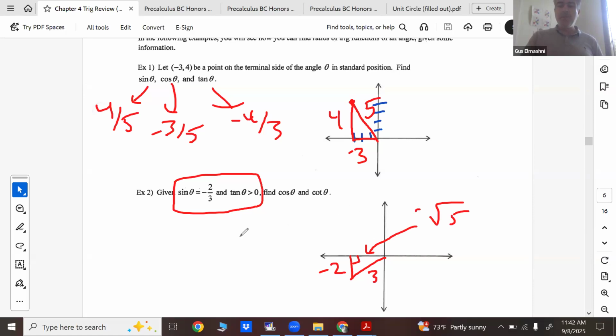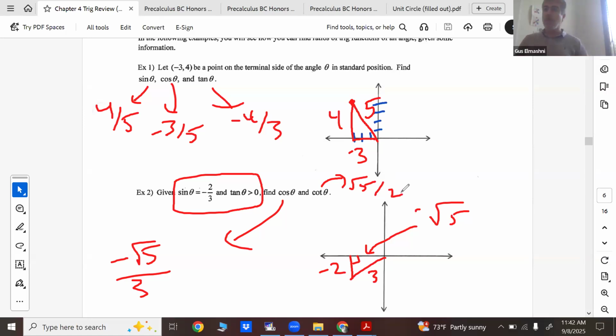So what would cosine be then? Okay, -√5 over 3. Cotangent is now adjacent over opposite. So if you do opposite over adjacent, I get -2 over -√5, but it should be √5 over 2. Gotta get A over O instead of O over A. So √5 over 2.